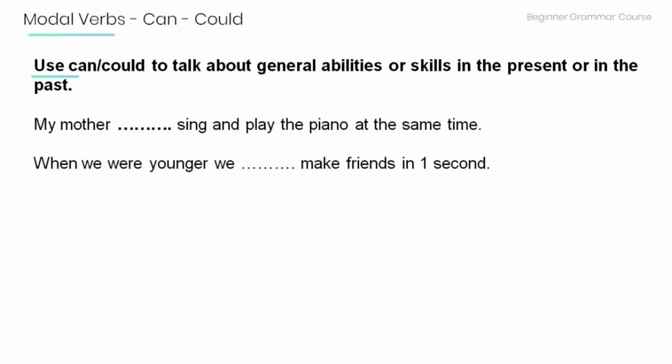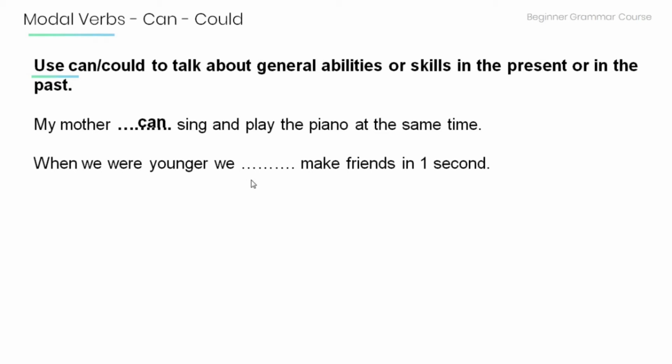Now let's review the modal verbs can and could and practice a bit. Remember that we use can or could to talk about general abilities or skills in the present or in the past. Read the following sentences and fill in the blanks using the appropriate modal verbs. My mother sing and play the piano at the same time. My mother can sing and play the piano at the same time.